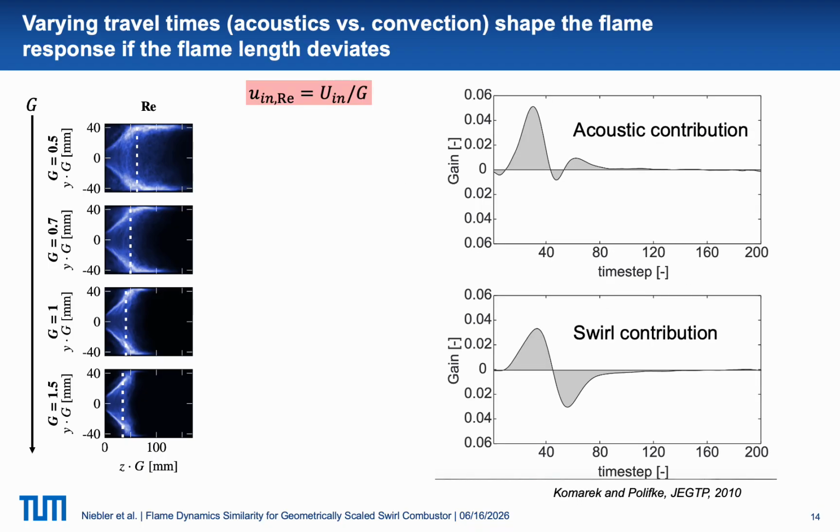And those physical mechanisms have been well described by Komarek and Polifke, who said that the flame response is governed by two main mechanisms. First, we have the acoustic contribution, which is basically the initial velocity perturbation, which travels with the speed of sound to the flame base. On the other hand, we have a perturbation in circulation due to acoustic to hydrodynamic conversion in the swirler, but this one travels to the flame base with a convective speed. So basically we have two mechanisms with different travel speeds and thus different travel times acting on the flame response.